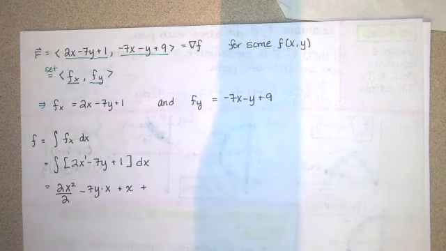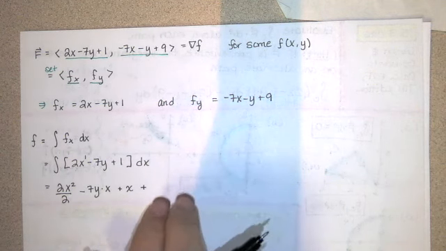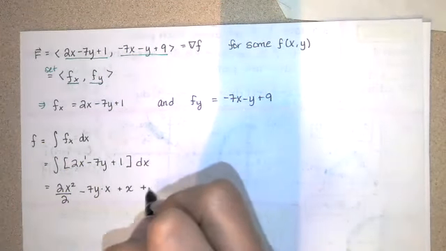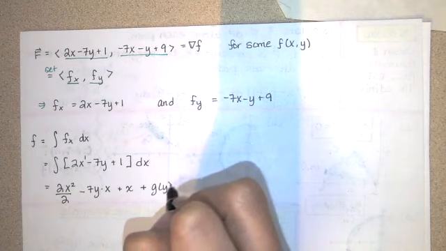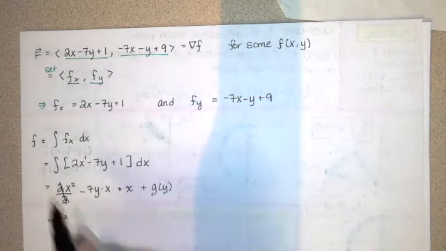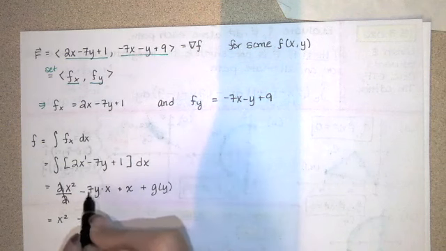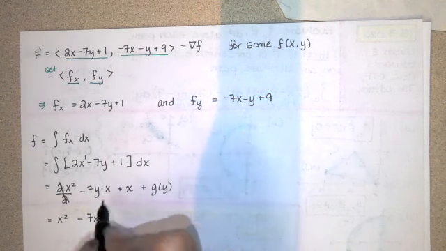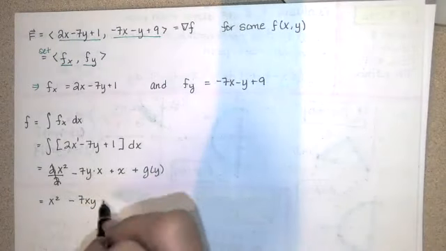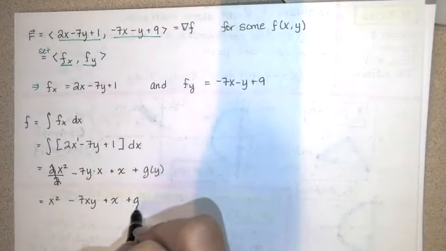Now, typically at this point, I would add a constant of integration, but it has to be constant with respect to x. It's not necessarily constant with respect to y. So I might call that a g of y. The 2's will reduce, and I find that f of x and y is equal to x squared minus 7xy. Usually mathematicians like to write those variables in alphabetical order for some reason, plus x plus g of y.